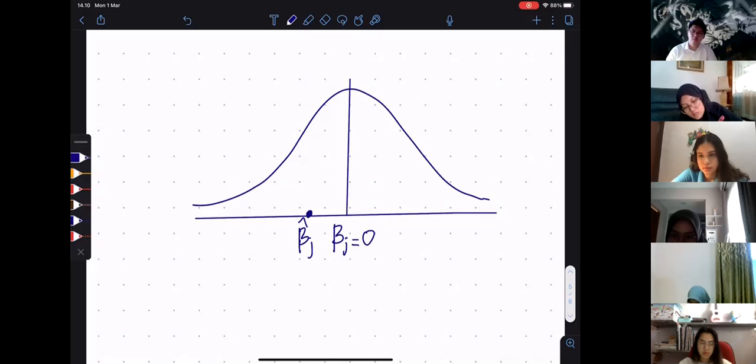Again, we're going to have variations in the hypothesis testing. We can have a one-sided test. We can have the right tail test. We can have the left tail test. We can have the two-sided test.